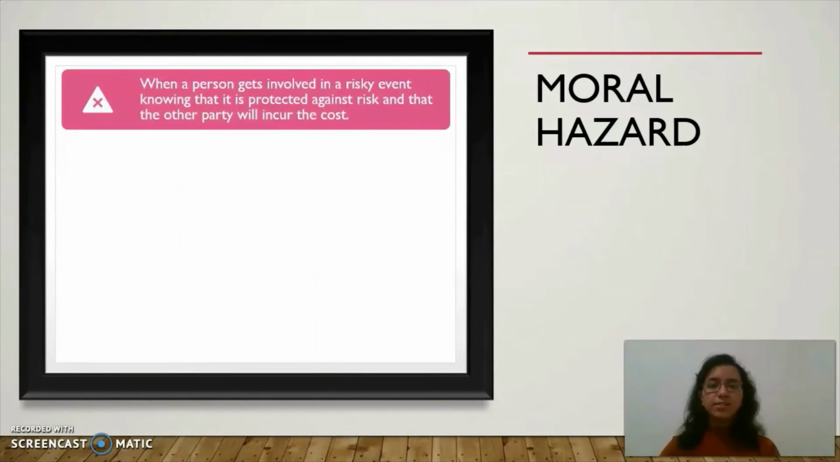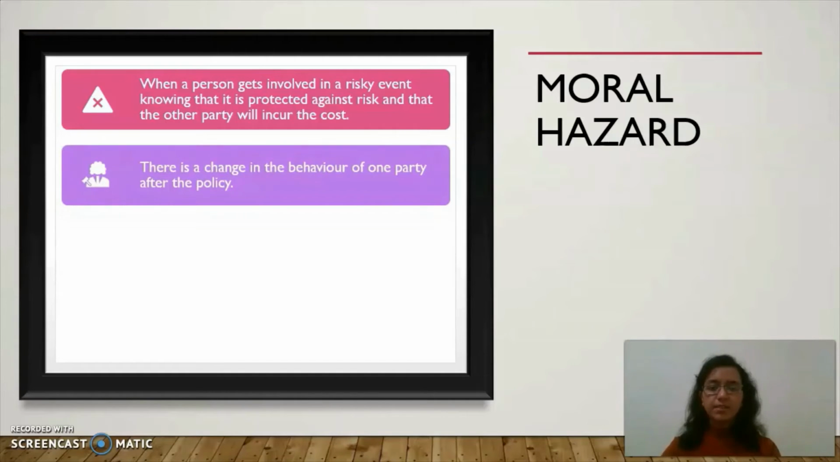Moral hazard is a situation in which a person gets involved in a risky situation knowing that he is protected against the risk and that the other party will incur the cost. This decision is based on the fact that the highest benefit is for themselves. The difference from adverse selection is that in moral hazard there is a change in the behavior of one after the policy, whereas in adverse selection one person has more different and accurate information than the other one.